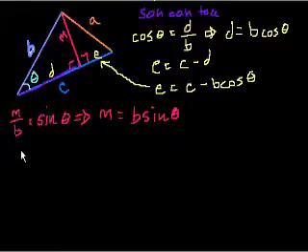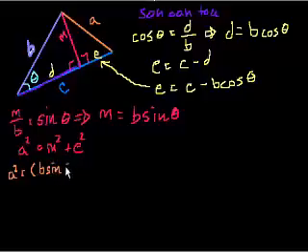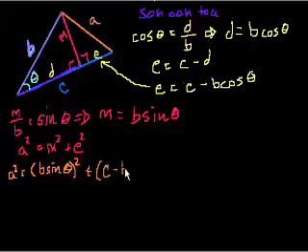The Pythagorean theorem tells us A squared is equal to M squared plus E squared, just the sum of the squares of the other two sides. Well, what's M squared plus E squared? Let me switch to another color just to be arbitrary. So A squared is equal to M squared. M is B sine of theta, so it's (B sine theta) squared plus E squared. Well, E we figured out is this, so it's plus (C minus B cosine theta) squared.